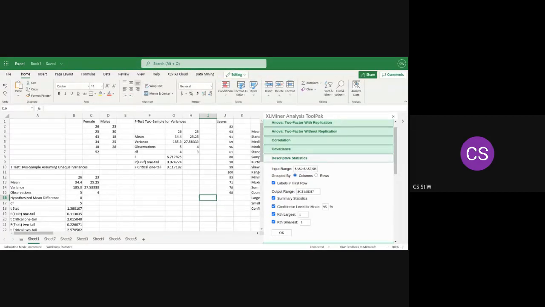Okay, so let us move on and look at the F-test. Remember, for the F-test we are comparing variances, and the null hypothesis in this case is that the variances are equal. We are still going to use the same data set for the male and the female students.